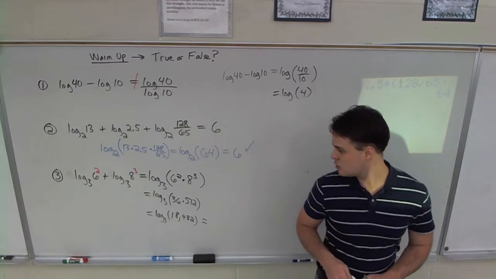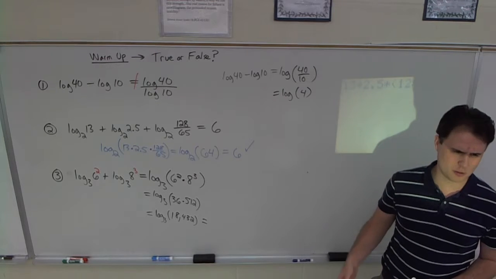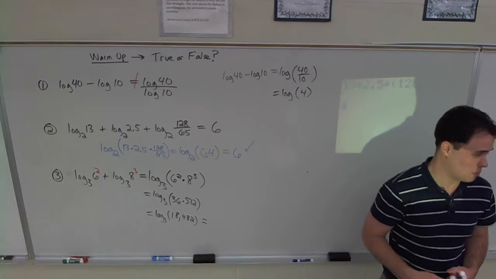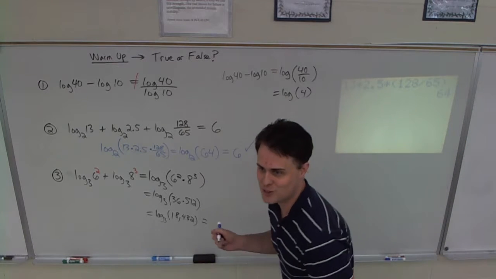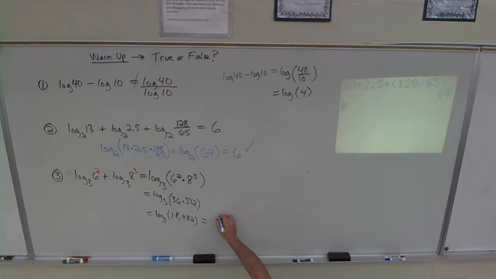Now, I can't see if that is a power of 3. Well, of course, we don't know our powers of 3 that high. Maybe it is, maybe it isn't. So let's use our change of base formula to have this done in the calculator. So our other log property is the change of base formula. So I'm going to change that base 3 to base 10.